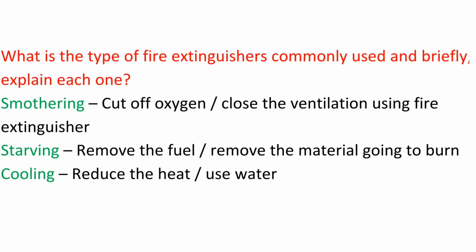Question: What is the type of fire extinguishers commonly used, and briefly explain each one? Answer: Smothering: cut off oxygen, close the ventilation using a fire extinguisher. Starving: remove the fuel, remove the material going to burn. Cooling: reduce the heat, use water.